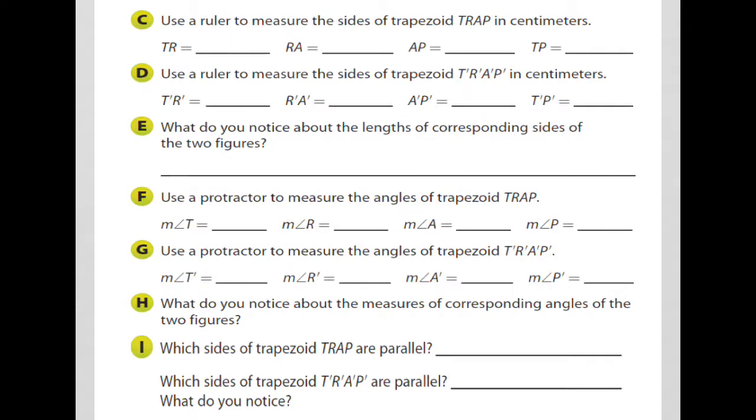It asks us to use a ruler once you have it drawn out and measure. Especially if you got your book, you can do this really easy. Use a ruler to measure in centimeters TR, RA, AP, and TP. Do the same thing for your pre-image. Do the same thing for your image, and then tell us what you notice, and then use a protractor. We may or may not have one, but again, it's good to have this knowledge, but you're not going to be using a protractor on your test. I hate to say that, but anyway, let's go back.